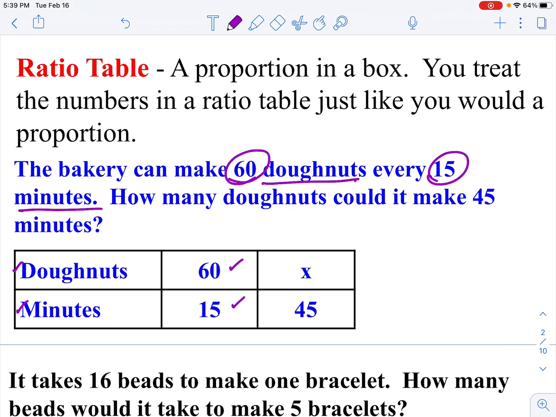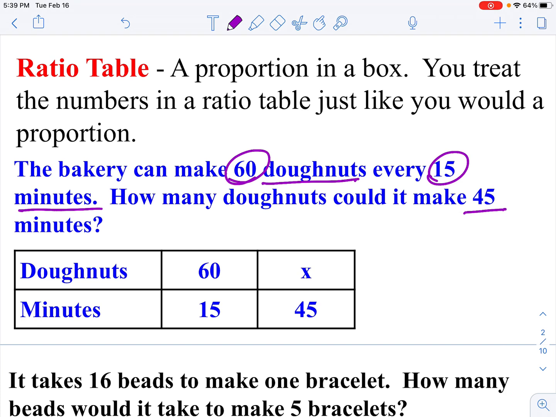How many donuts could it make in 45 minutes? So that's why the 45 went down here with minutes. And later this week, I'm going to give you empty ratio tables, and you're going to have to set them up and put the numbers in the right places. But today, I'm already giving you all the information and you're solving.